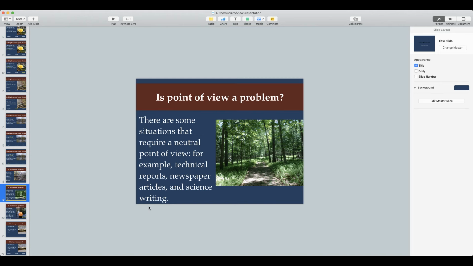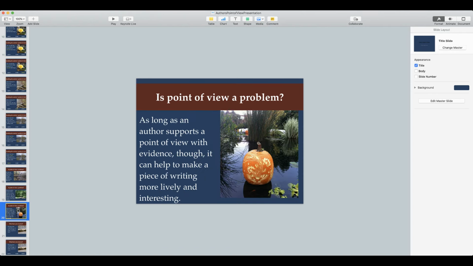Science writing, though, is also a time where a neutral point of view is important. How did the experiment work? What was used? What was the outcome? That is going to be neutral. Those are going to be facts. But as long as an author supports a point of view with evidence, though, it can help make a piece of writing more lively and interesting. So going back to that sports article, that sports reporter can give facts, and they can use those facts as evidence to support their point of view. And it was going to make that writing more interesting.